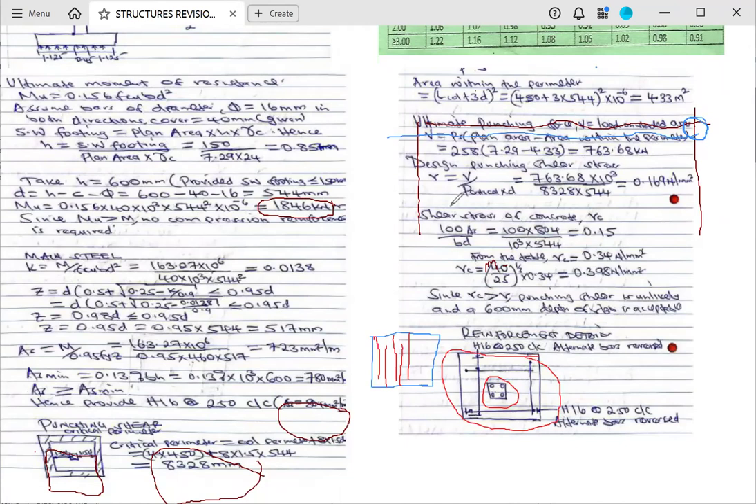So if you take it to a construction site, whoever is implementing will know that the bars should be similar in both directions, and they will be of 16 millimeter diameter, spaced at 250 millimeter center to center.